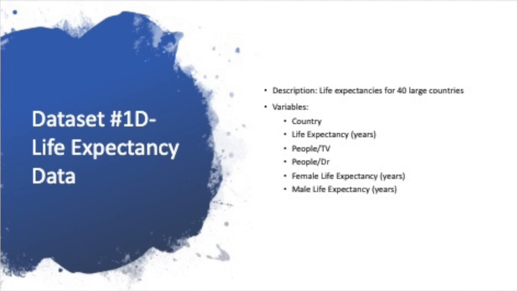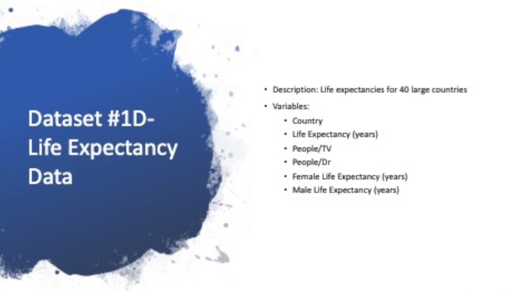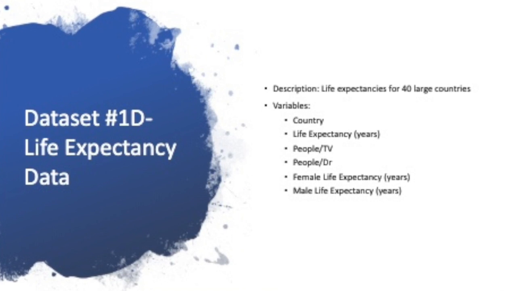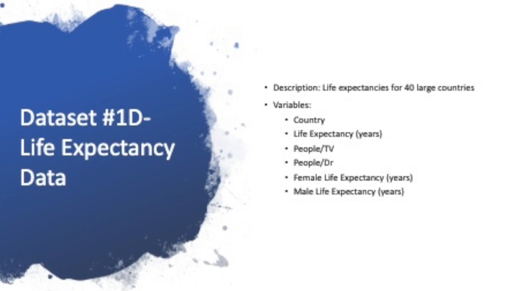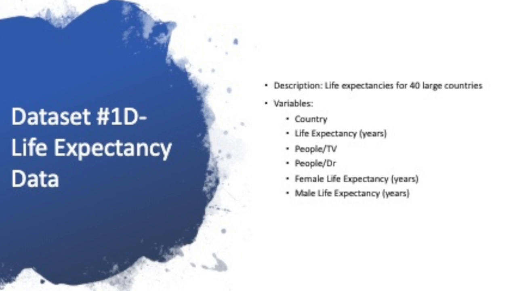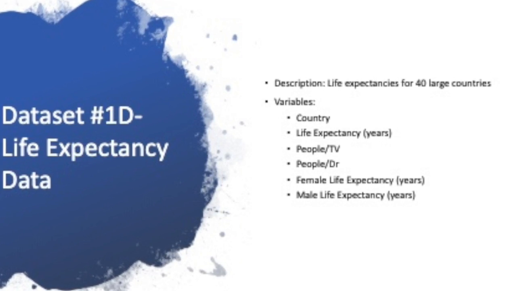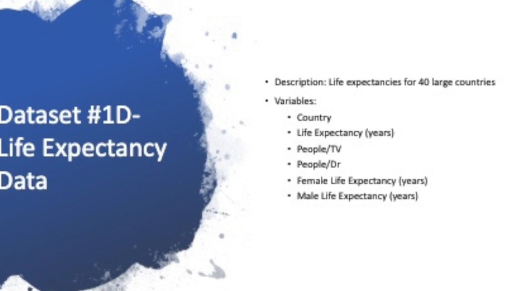For our first data set, we were given data showing the life expectancies for 40 large countries. Variables included the country, the life expectancy for all individuals, the ratio of the number of people compared to number of televisions, the ratio of the number of people compared to the number of physicians, female life expectancy, and male life expectancy.